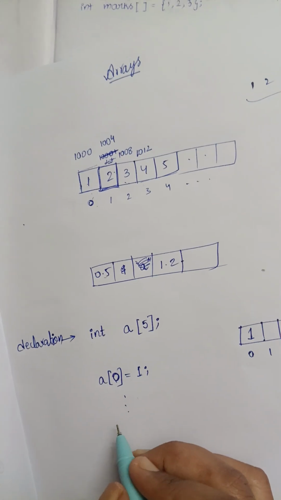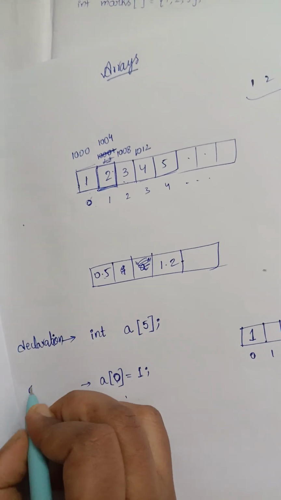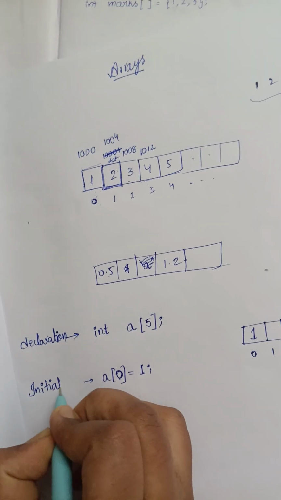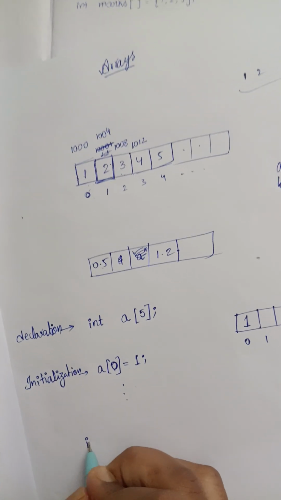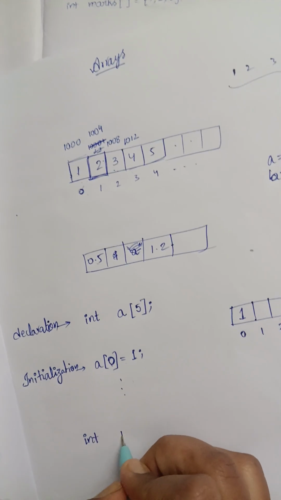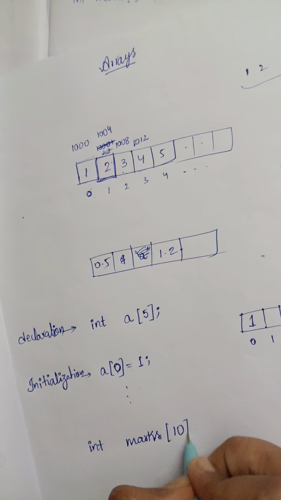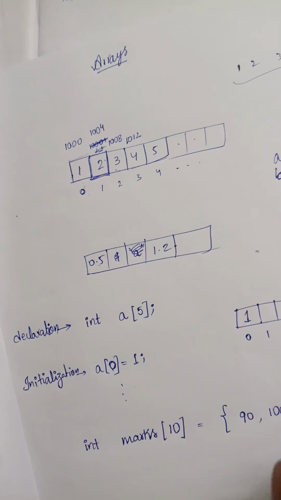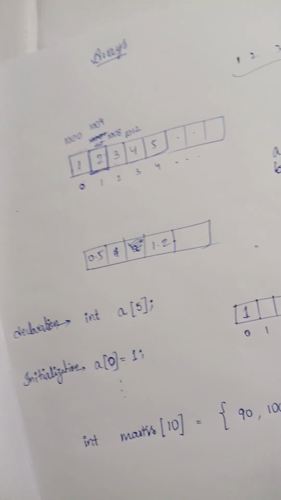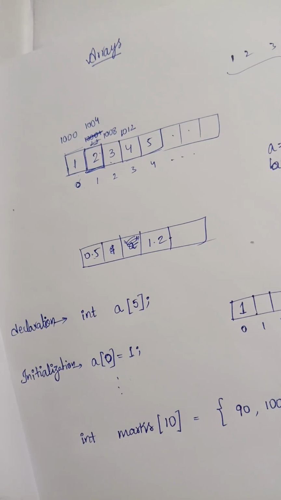This way we can store the elements. Or if we want to do both initialization and declaration at a single time, then we can use this. We can write int. Suppose I want to create another different array named marks of 10 students equals, you can write it as 90, 100, 98, 94, 96, 95.